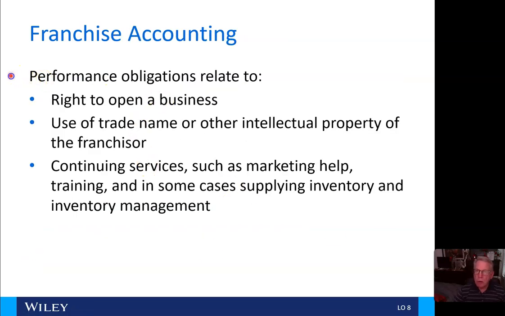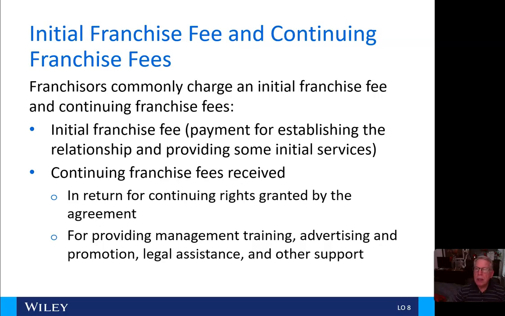So, the performance obligations relate to 1, the right to open a business, 2, using the trade name or other intellectual property of the franchisor, and 3, continuing services such as marketing help, training, and in some cases supplying inventory and inventory management. The franchisor commonly charges an initial franchise fee and continuing franchise fees.